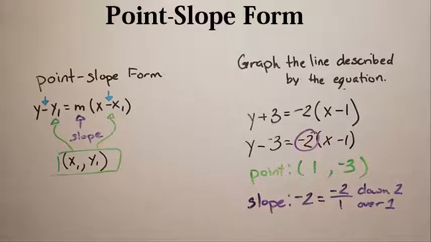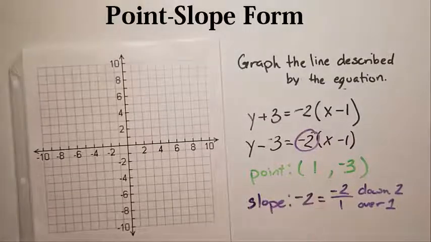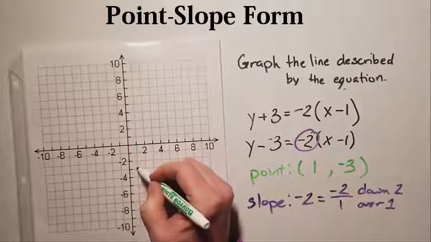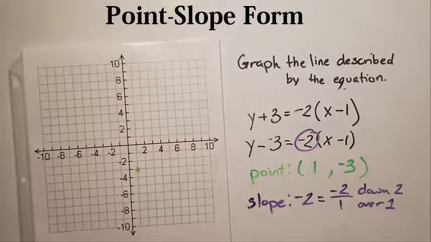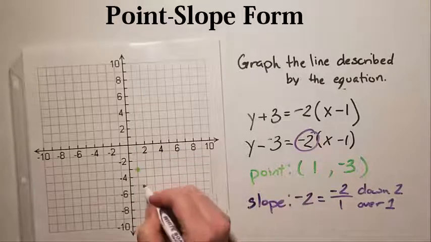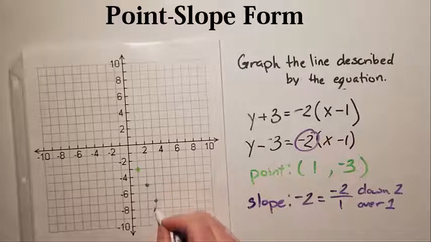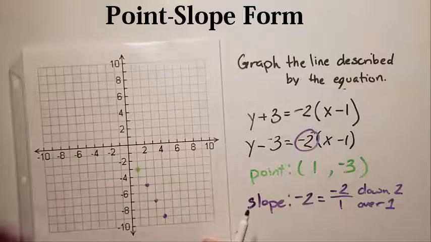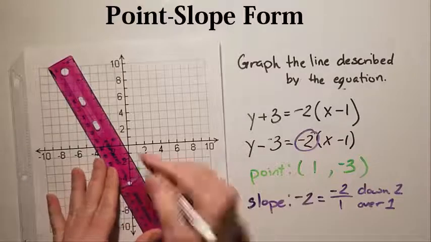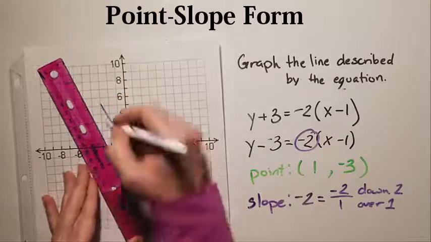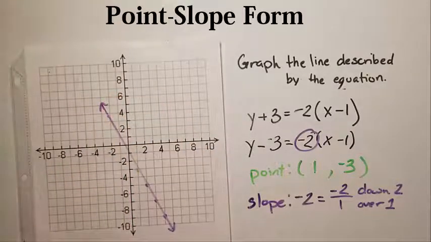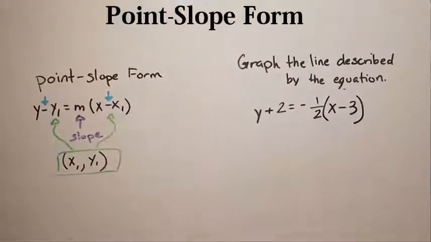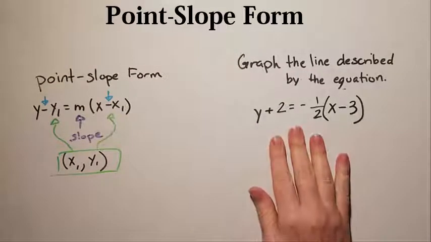So here is our graph paper. We're going to start at the point 1, negative 3. So here's 1, negative 3. And I need to move down 2 over 1. So down 2 over 1, down 2 over 1. Since I have several points in the graph, I can go ahead and connect them. Little arrows on the end, and you're good to go. So this problem almost looks to be in point slope form.